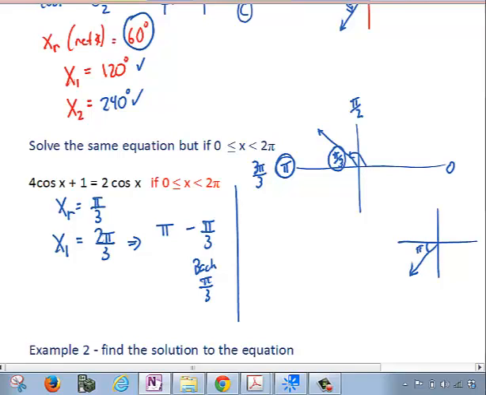So this angle here is pi over 3. And if I use this as a marker for the horizontal, if I know that that's 3 pi over 3 there, then my next angle, x2, is going to be when I add pi over 3 to that.